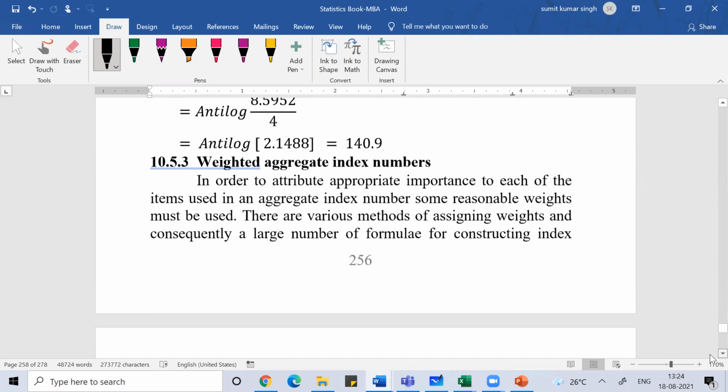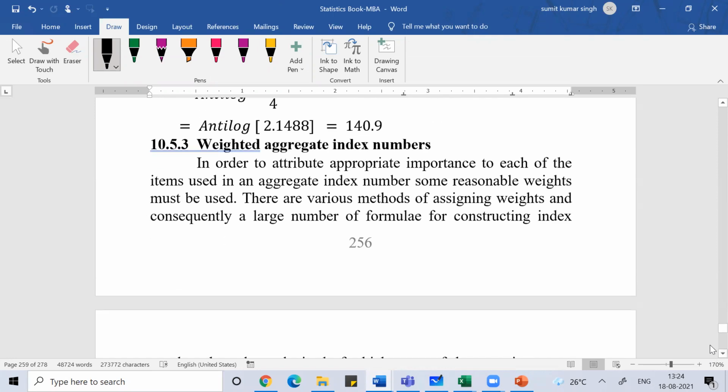Now in today's class, I'll start the weighted aggregate index number. Till now we did unweighted aggregate index number. We talked about the unweighted average of price relative method. Now in today's class, we are starting with the weighted aggregate of index number, where different methods are there under it.